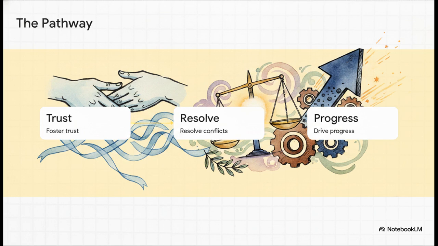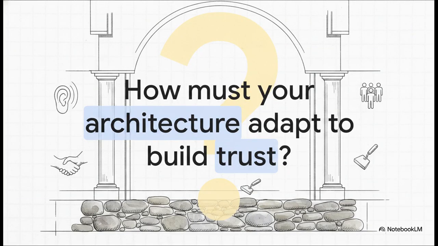By mastering these dimensions and staying adaptable, both individuals and groups unlock a distinct 3-step pathway. First, you foster deep trust. Second, you are perfectly equipped to seamlessly resolve conflicts when they inevitably pop up. And third, you powerfully drive progress forward. Honestly, that is the ultimate achievement of human connection. Which brings us to the end of our structural walkthrough today.